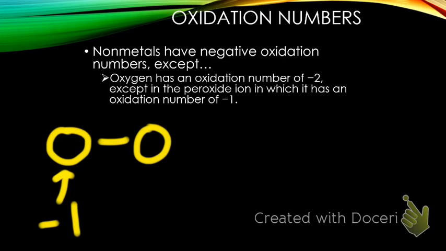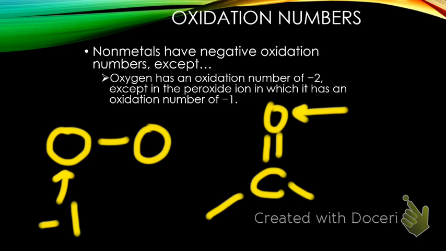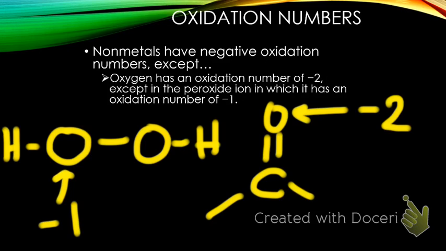Usually when we have oxygen, say for example here, where we have a carbon double bonded to an oxygen, this oxygen will have an oxidation number of -2. That is not its charge. It is neutrally charged, but it has an oxidation number of -2. However, hydrogen peroxide, which looks like this, the oxygens will have an oxidation number of -1. Once again, they are still neutral.